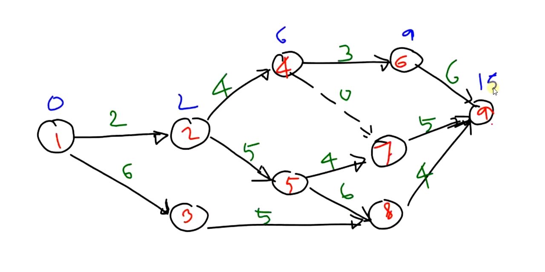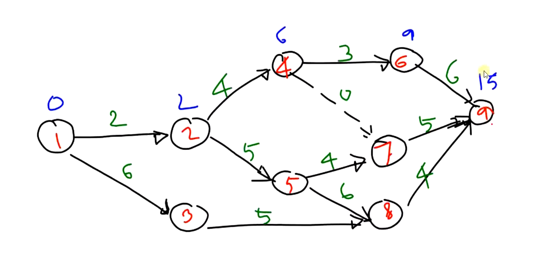Okay. Then for 9, there can be two more values of TE. Why? Because now we considered 1, 2, 4, 6, 9. And we have 1, 2, 5, 7, 9 as another path, or 1, 2, 5, 8, 9, or 1, 3, 8, 9 as another path. So three paths will be there to reach event number 9. So there will be three values for TE, and we will be considering the largest of the three values.